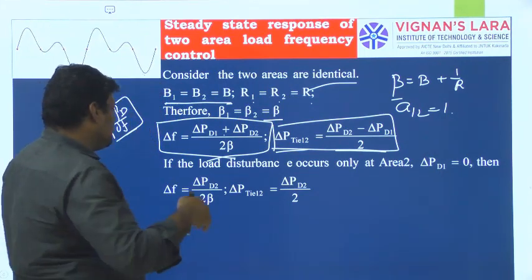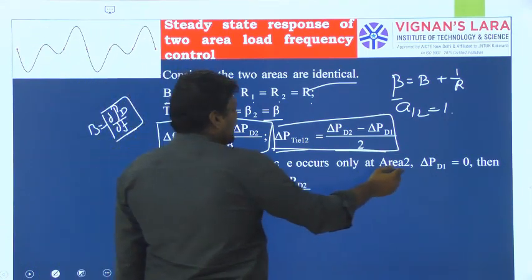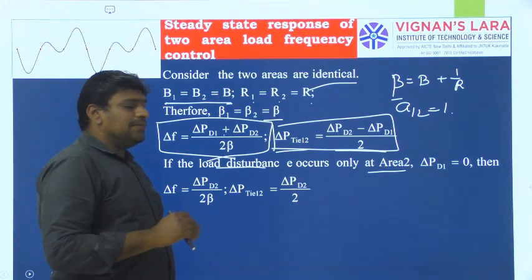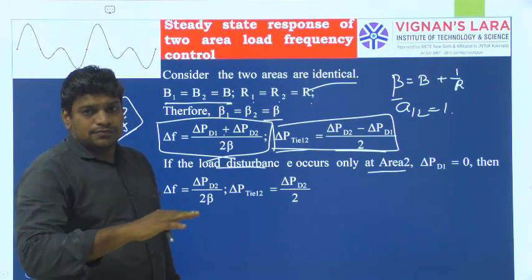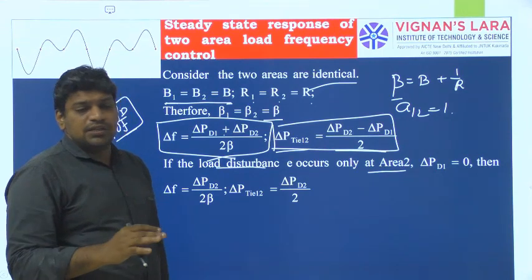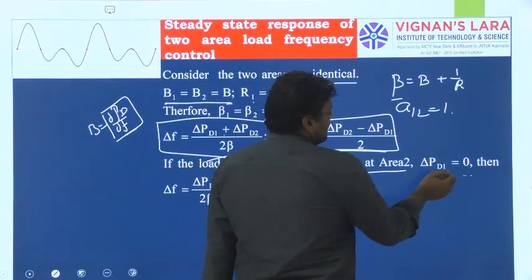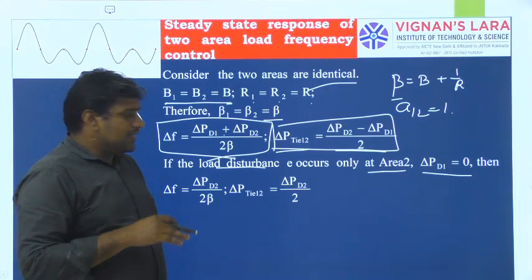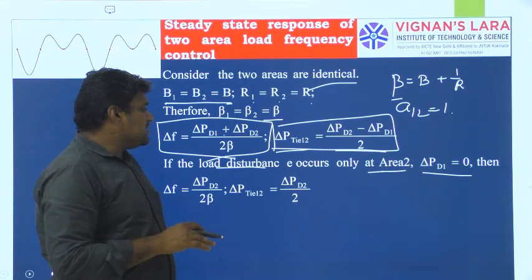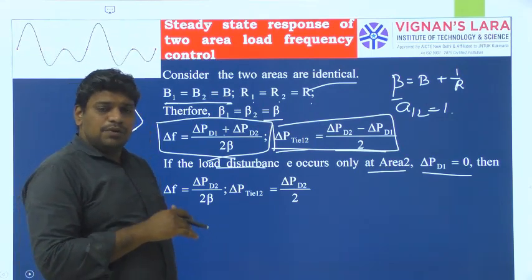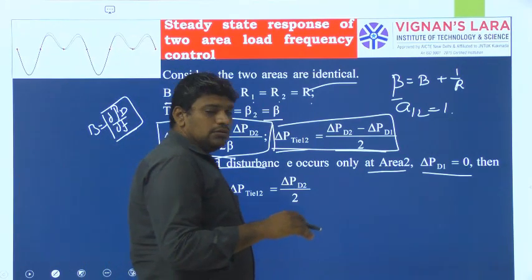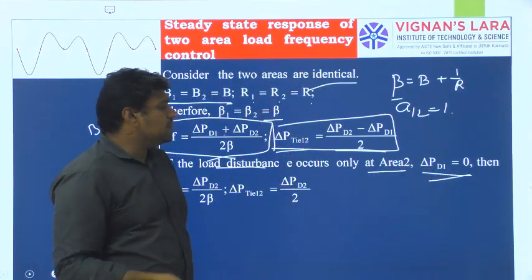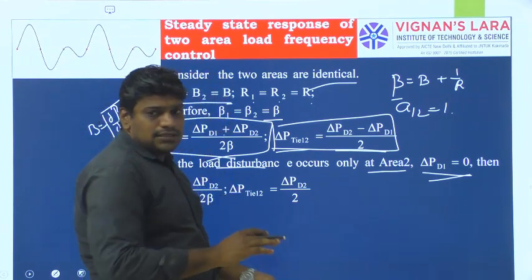Okay, next, if you say when the load disturbance occurs only at area 2, we are considering a specific case. We are saying that when the load disturbance occurs at area 2, for example, means load is changing at area 2 only, means the change in load in area 1 is 0. There is no change in load in area 1. Okay, we are considering the case that the load disturbance occurs only in area 2. So delta PD2 is there, but the change in load in area 1 is 0. Therefore, delta PD1 is equal to 0. We are taking just a specific case.